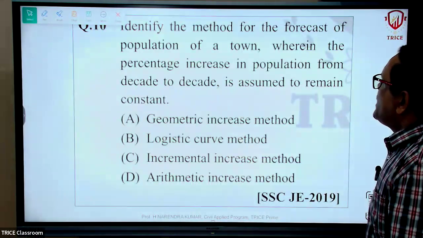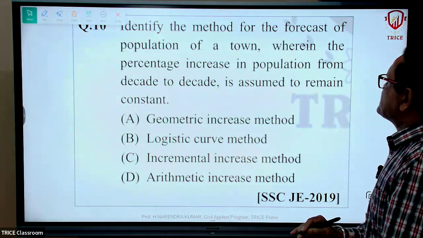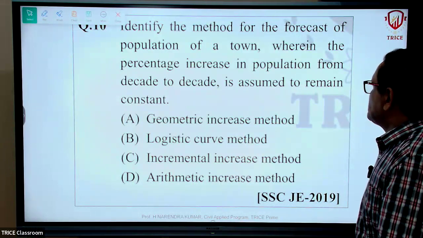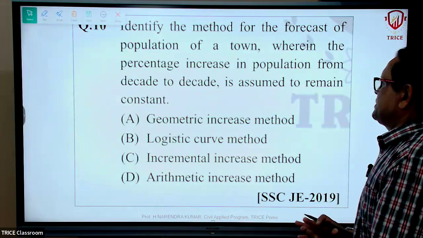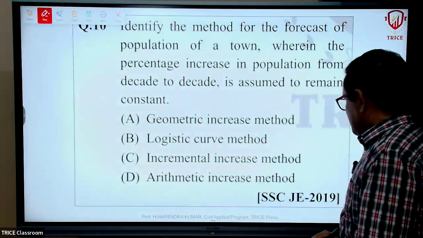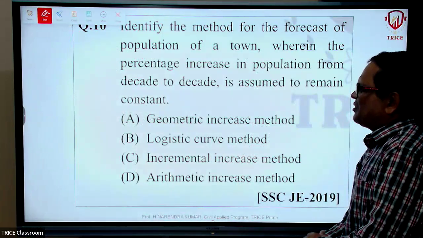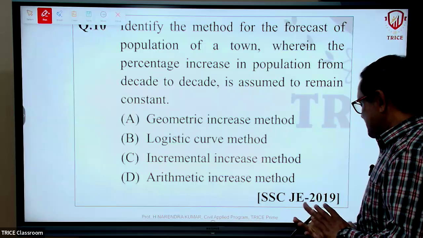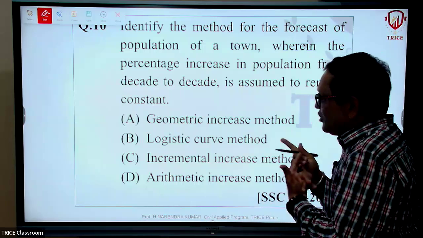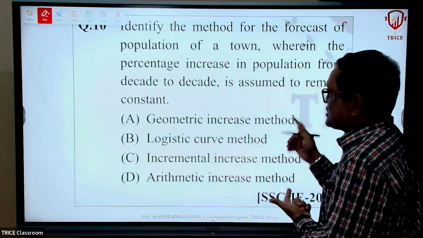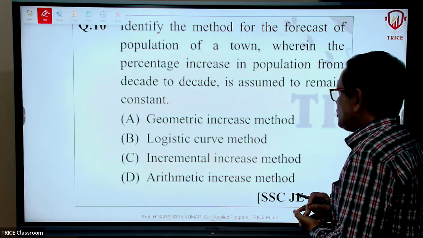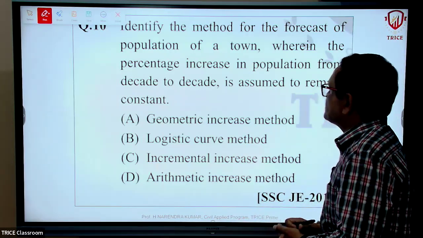Next one. Identify the method for the forecast of population of a town wherein the percentage increase in population from decade to decade is assumed to remain constant. The answer is there already. Can anybody tell me the answer for this question? It is a theoretical question. Anyhow, the answer is there with you, the question bank itself is there with you. But don't look at the question bank using your previous experience, because I already explained the methodologies for the arithmetical increase method and geometrical increase method. Could any one of you place the answer for this question?